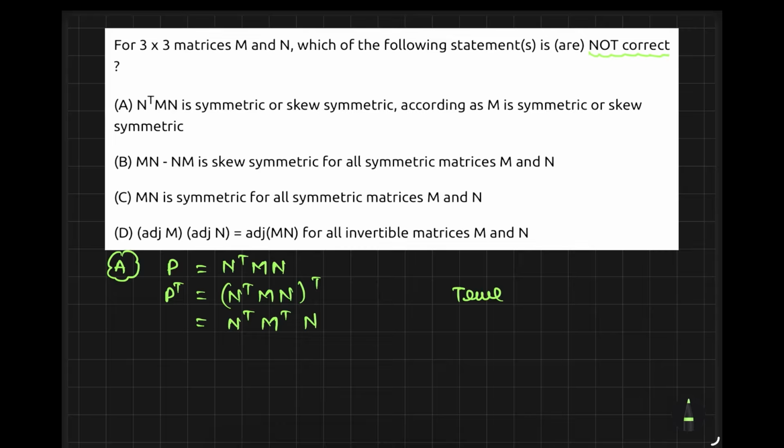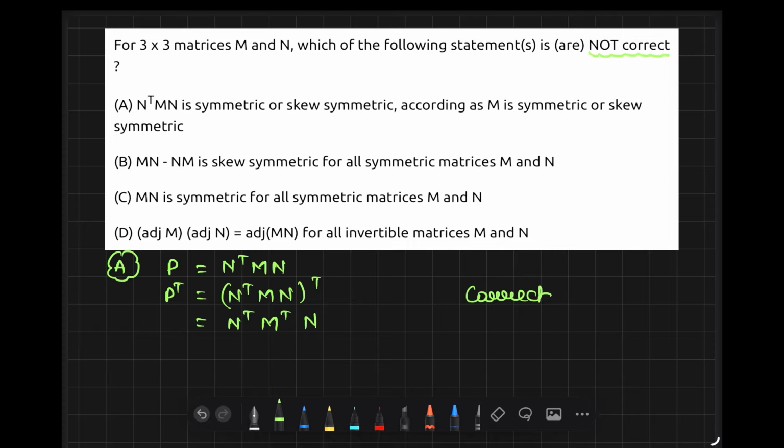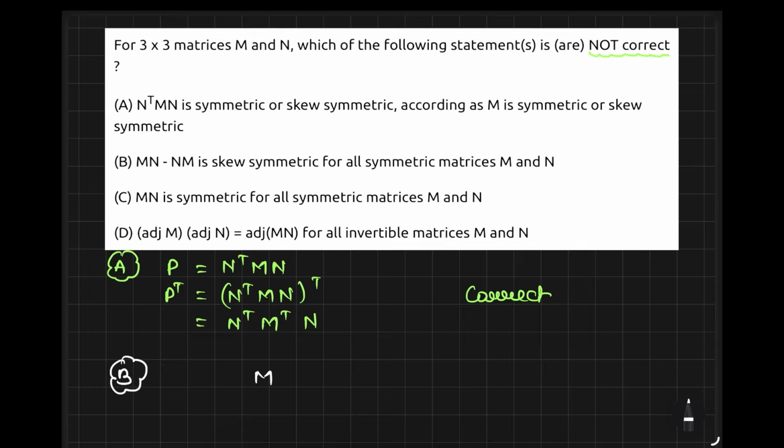We need to find out the not correct one. So I will write: this statement is correct. Now focus on the next point. Suppose we are dealing with option B: MN minus NM is skew symmetric for all symmetric matrices M and N.